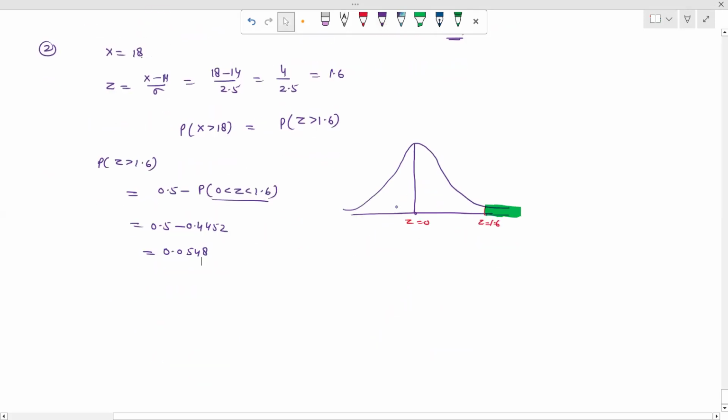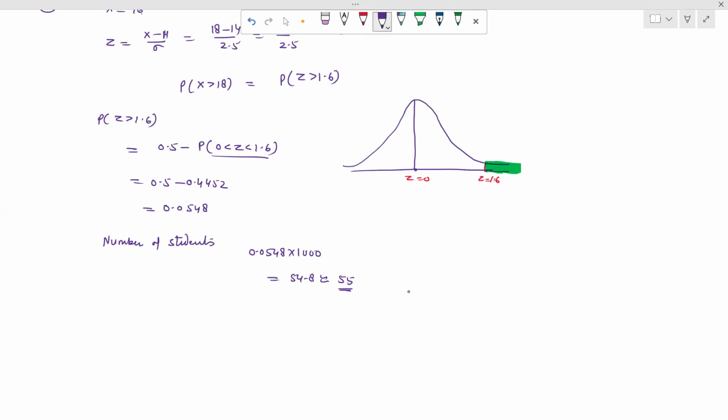So the total area is 0.0548. As per the area, we calculate the number of students who score above 18, which is 0.0548 into 1000. So this is 54.8, so approximately 55 students are there whose score is above 18.